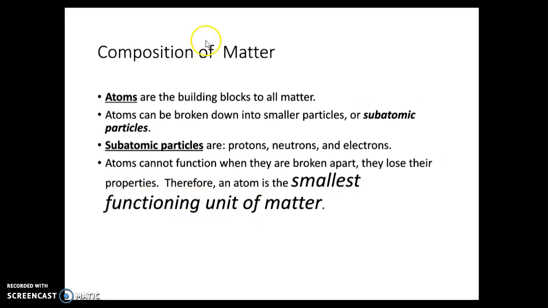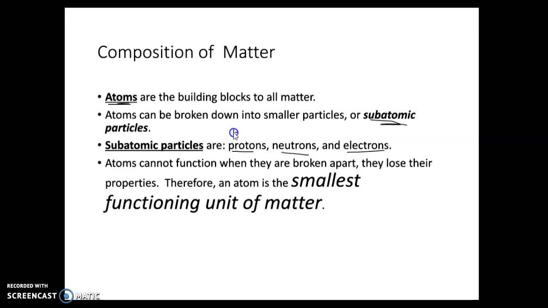So again, atoms are the building blocks of matter, okay? We talked about how an atom is the smallest functioning unit of matter. We can break down atoms into smaller particles that are called subatomic particles, but the atom will actually lose its qualities when it's broken down into its subatomic particles. It can't function, it can't go out and do anything on its own. But we do have 3 different types of subatomic particles that have properties that you need to know about. Again, you probably have heard of them. We've got protons, neutrons, and electrons.